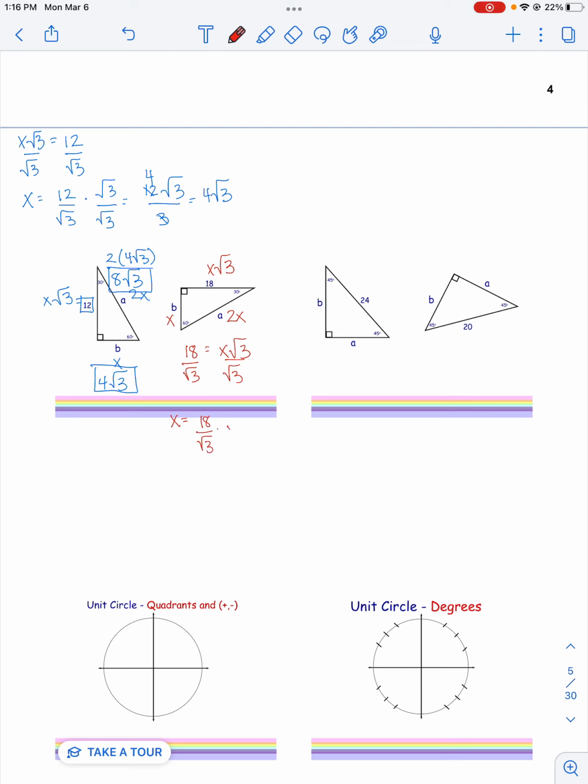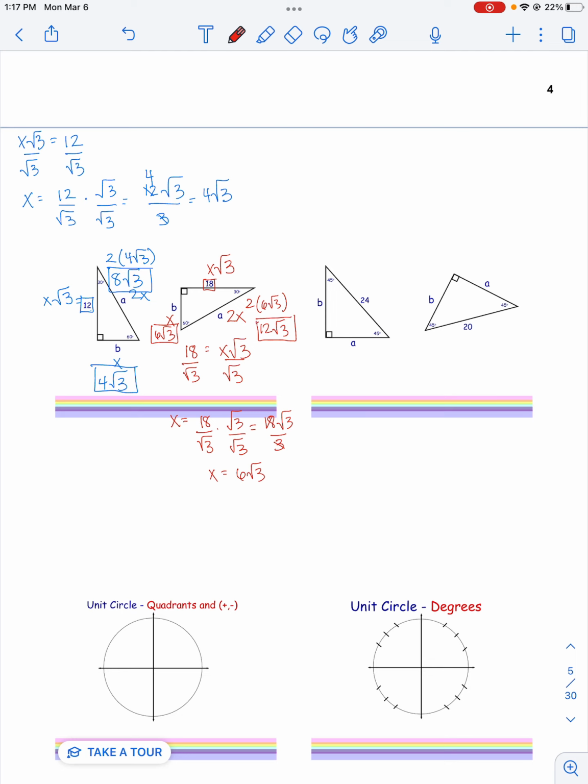But I have to rationalize that. I can't have a square root in the denominator. So I multiply the top and the bottom by the square root of 3, and I get that x is equal to 18 square root of 3 over 3. Those cancel, so I get that x is equal to 6 square root of 3. Well, there's side B, 6 square root of 3. The hypotenuse then is going to be 2 times 6 square root of 3, so that's 12 square root of 3. And, of course, this side is 18.